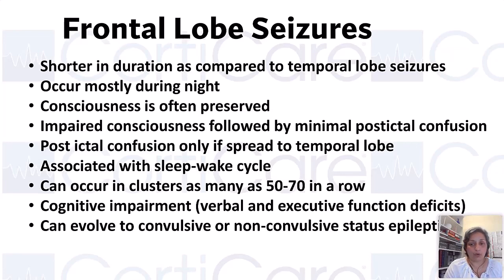They are brief, happen during the night, during sleep, and can happen in clusters, 50 to 70 in a row. So imagine somebody having this many seizures during their sleep. Cognitive impairment is a must, right? It's going to happen. The patient usually has verbal and executive function deficits.